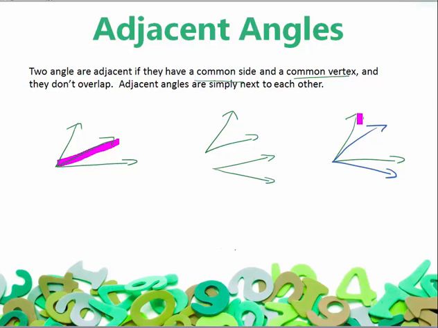But if you're looking at this angle and this angle, they would share a side. So the highlighted area would be adjacent, but the previous blue and green would not be.